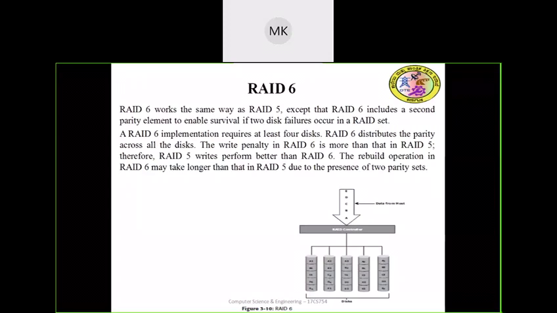The write penalty in RAID 6 is more than in RAID 5. Therefore, RAID 5 writes perform better than RAID 6. The rebuild operation in RAID 6 may take longer than in RAID 5 due to the presence of two parity sets. Here we have used two parity sets.